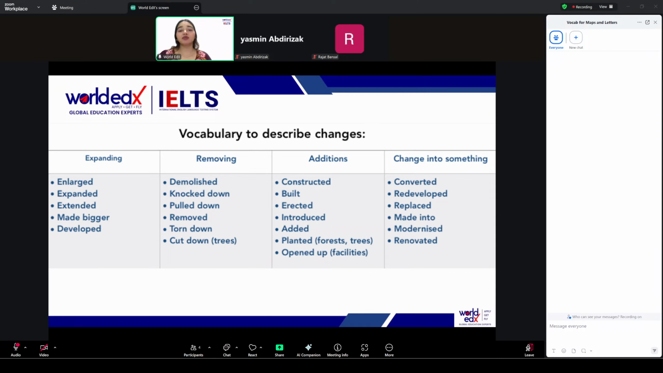When you are trying to add more things, we say constructed, built, erected, introduced, added, planted, opened up. So again, remember, we can say they have recently opened up a new hotel, but opened up is something we use for usual facilities, not for amenities or greater places, okay? And if something was changed into something, for example, the restaurants or the houses were changed into cafes, we say redeveloped, replaced, made into, modernized, renovated, and converted. So these are some vocabularies that you can definitely use to describe any kind of change pattern.